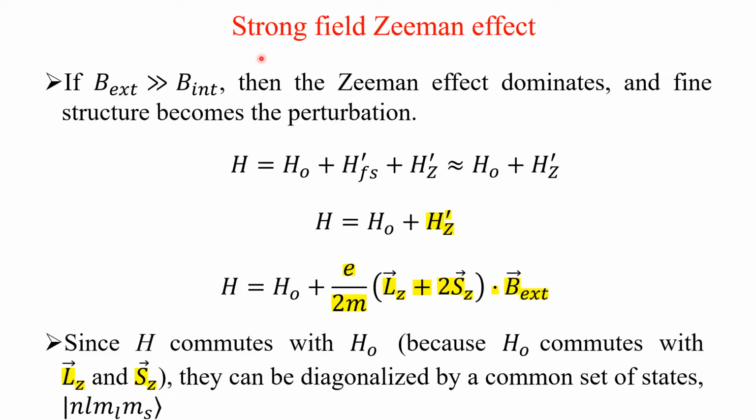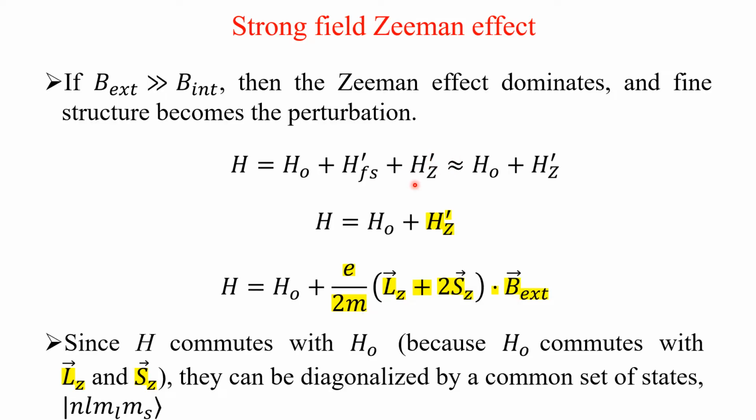Now we will see the strong field Zeeman effect. That is, the applied magnetic field is very much greater than the internal magnetic field. Then, as I said, the Zeeman effect will dominate, and the fine structure becomes a small perturbation. That is, the total Hamiltonian is equal to H naught, where H naught is the unperturbed Hamiltonian. Then the second term is the perturbed Hamiltonian due to fine structure. This is the perturbed Hamiltonian due to Zeeman effect.